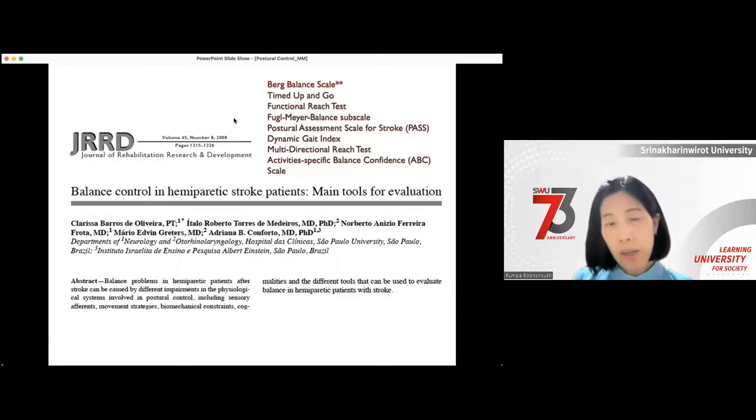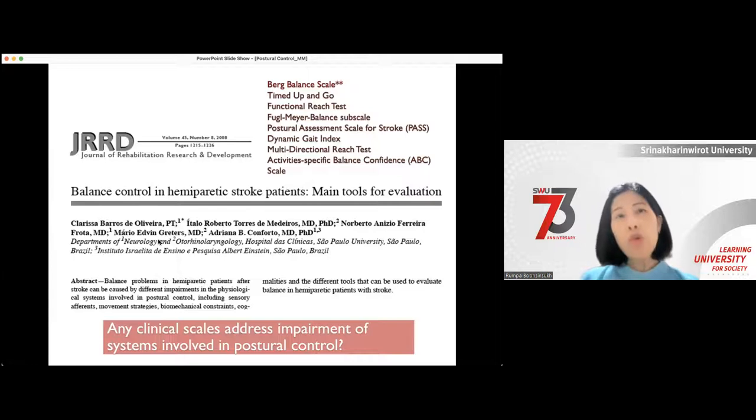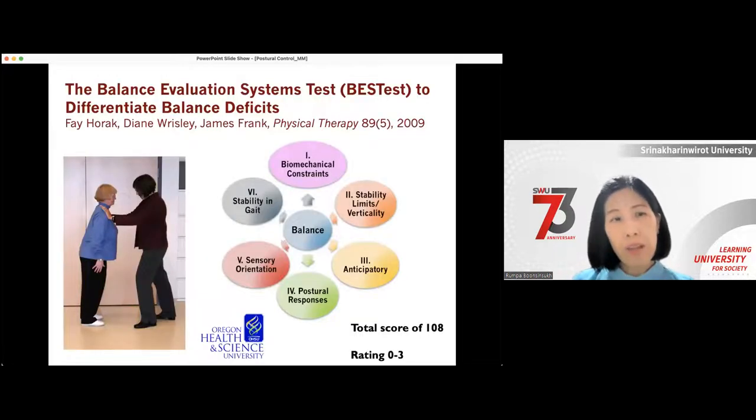The information from the clinical scale, as I mentioned before, gives you the information that the patient has some problem with balance, but it doesn't give you specific detail on which system of postural control is impaired in patients with stroke. So the Balance Evaluation Systems Test, or what we call the BEST test, was developed, okay?